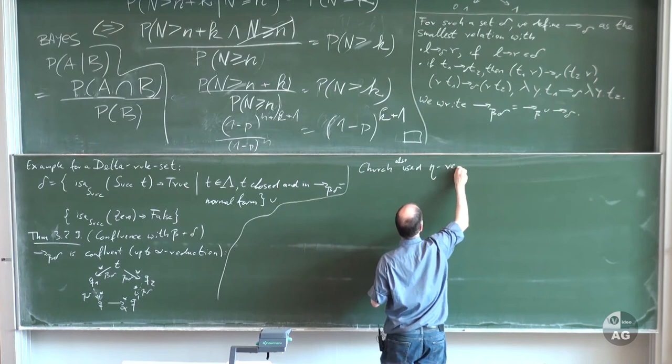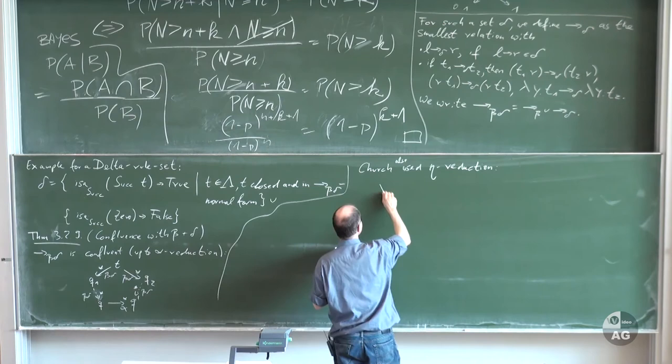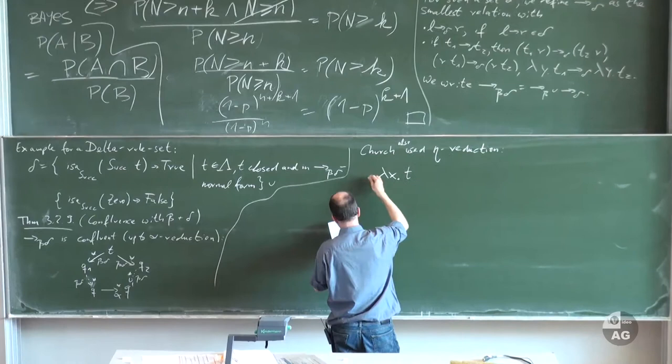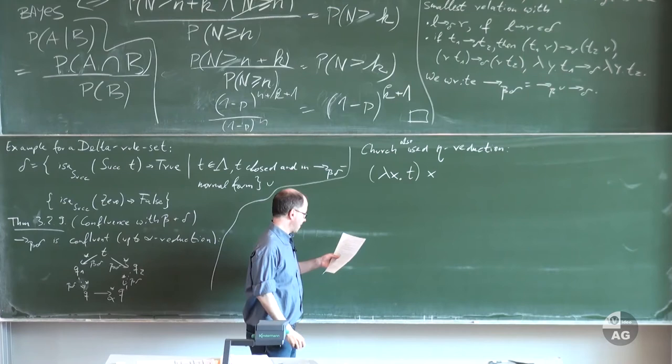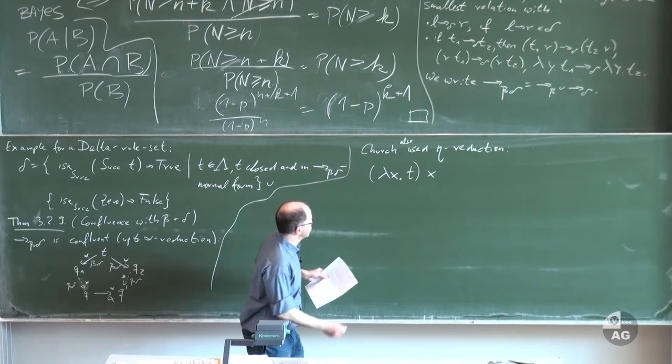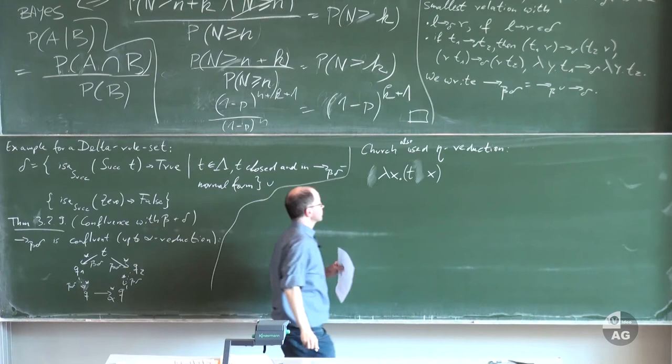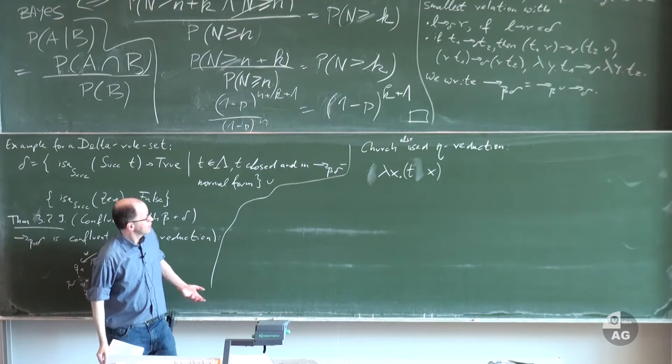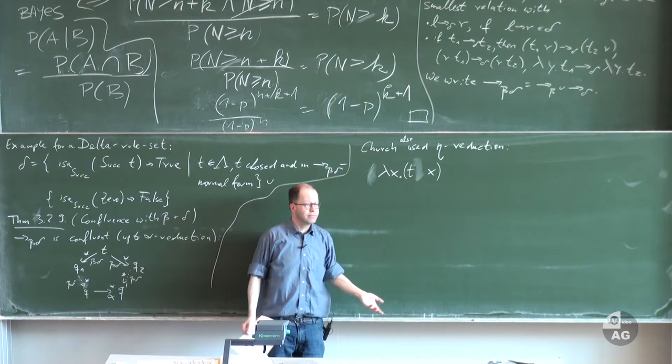So eta reduction. And what does eta reduction do? In case you're interested, eta reduction simplifies things like this. If you have a term like lambda x, t applied to x, this is the function that waits for an argument x and then gives you back t x. Now this you can write in a simpler way.